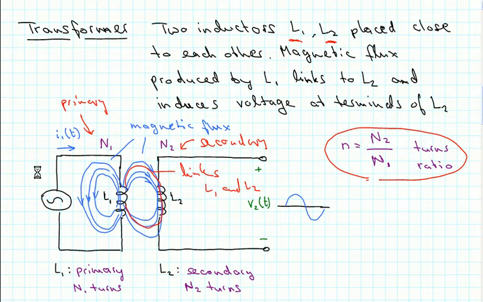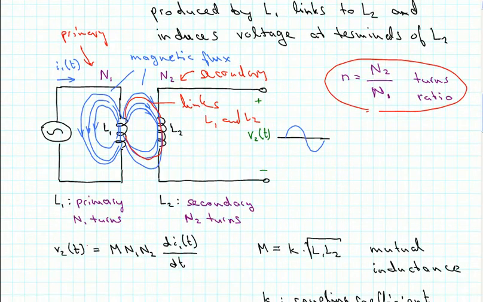So if we go from 120 volts down to, say, 12 volts or something like that, then this turns ratio is going to be a number that's less than 1. In fact, it would be 1/10 if we go from 120 volts to 12 volts. The voltage at the output of the transformer, which is V2 of t, is related to the derivative of the current at the input, times N1 and N2, those are the number of turns of the primary and the secondary side, and this quantity M, which is called mutual inductance.